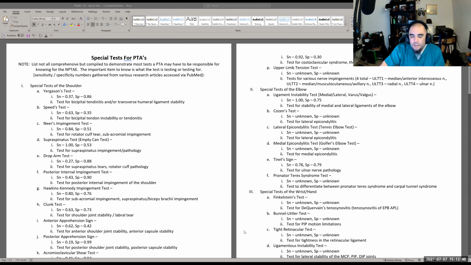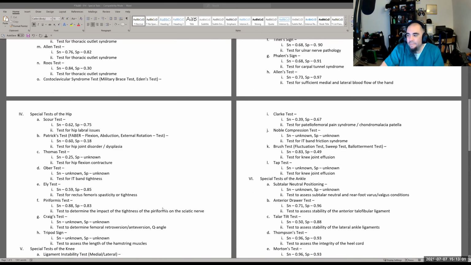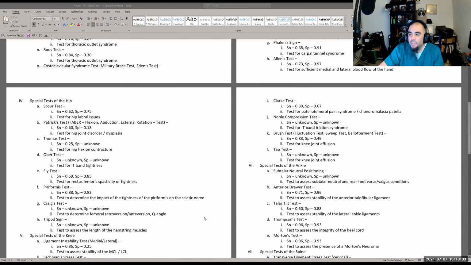I am not, and I'm going to repeat this again, I am not making you memorize all of these tests. But it would be a good idea to print this off, hole punch it, and put it in your binder, so that if you have a special test you don't understand, like maybe your PT does a scour test and you don't know what the scour test is, that allows you to go and look up what that scour test is and how good of a test the scour test is. Here's a hint, not very good.